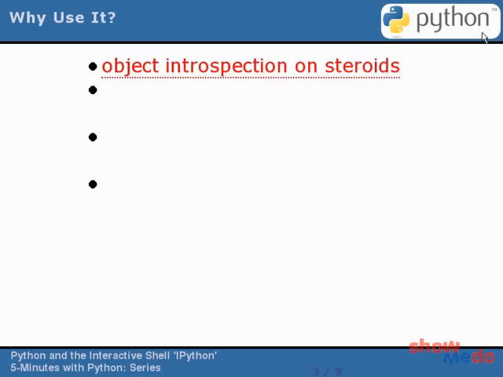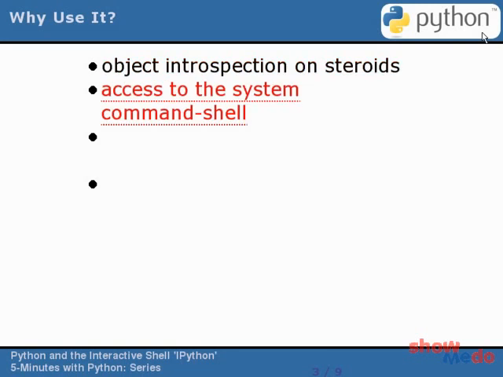IPython gives you the ability to powerfully introspect an object, showing its docstring, call signature, online help pages, or source code. You can enter system commands, change directories, and edit source files while remaining within IPython. This is especially nice for those platforms that lack a good command line shell.